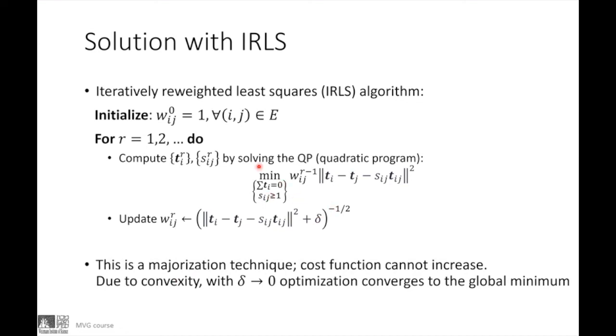What we know about IRLS, and I will not prove this here, is that it's a majorization technique, and so the cost function cannot increase. And here, due to convexity, if you take delta towards 0, the optimization will converge to a global optimum.